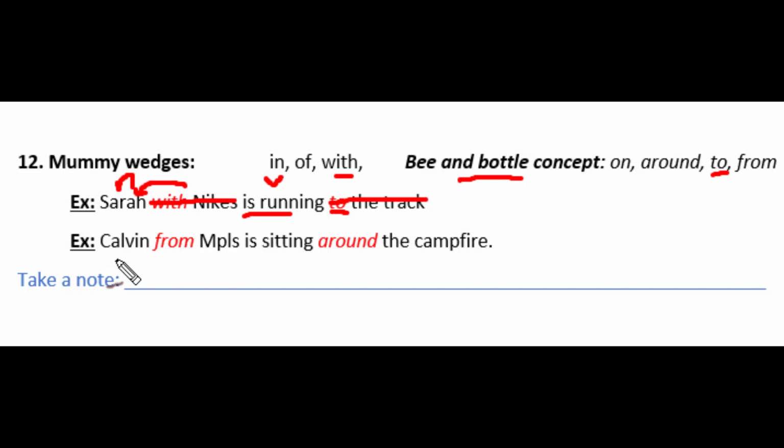All right, let's take a look at example 2. Calvin from Minneapolis is sitting around the campfire. Calvin is our noun. You see that mummy wedge is level 2. From Minneapolis is going to be our mummy wedge. We can cross that out. Who's Calvin? A kid from Minneapolis. Boom. All right. Is sitting. That's our verb. Ghost verb. And sitting is our actual verb. All right. Now you see that we have mummy wedges level 2. Around the campfire gives you more information about the word right before it, which is talking about sitting. We can go ahead and cross it out. Calvin is sitting. Done. Boom. Mummy wedges, kids. Go ahead, take a note.